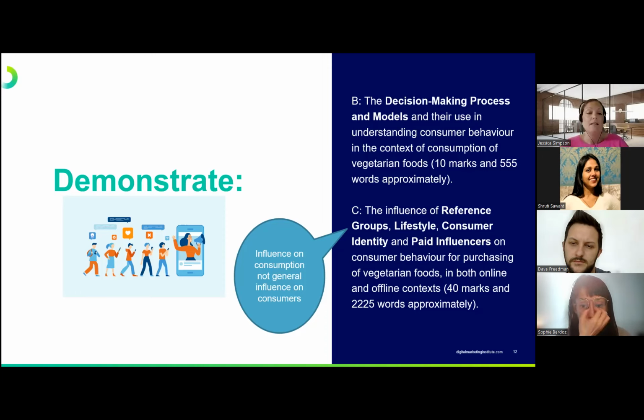So again, this will be quite clear in your word count. You will have a split section for each, so they do need to be equally weighted, but you can really showcase the application through examples, essentially through tables. You can look at different reference groups and their influence for online and offline and so on. Because remember, you've got to look at online and offline in everything. So having these tables showcasing the variance is good for analysis marks, but also good for ensuring you cover online and offline.